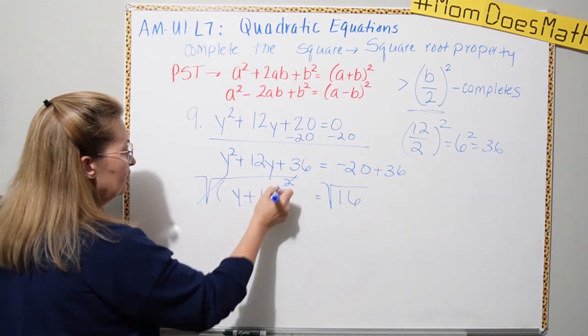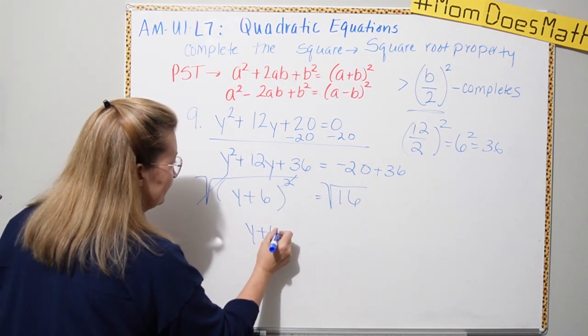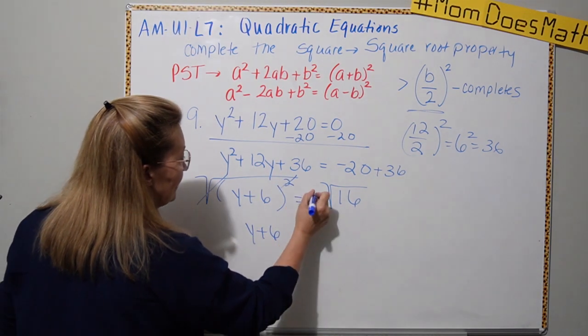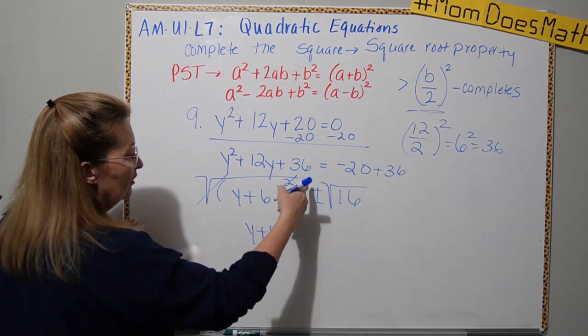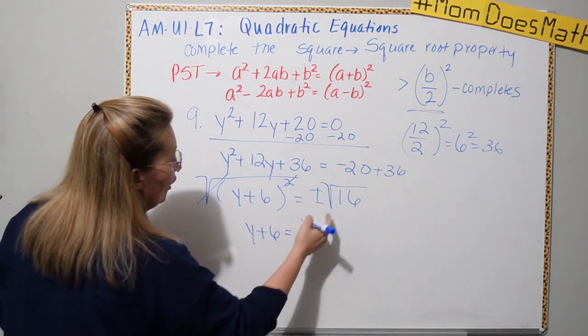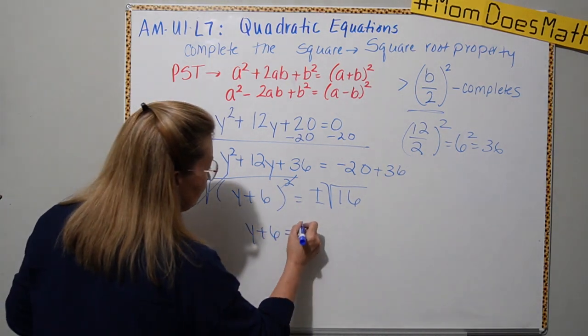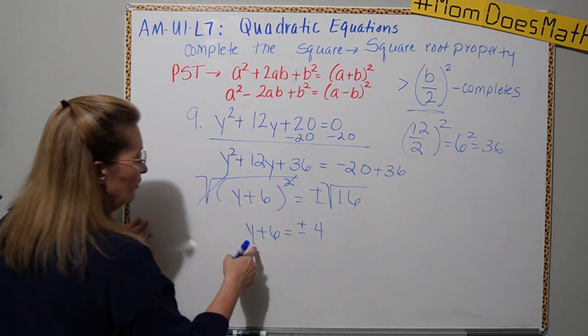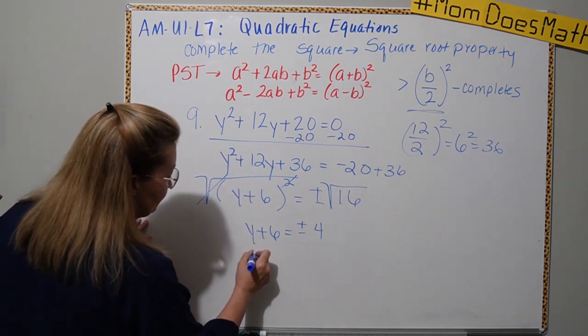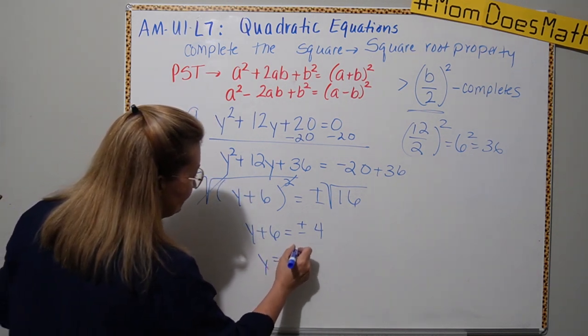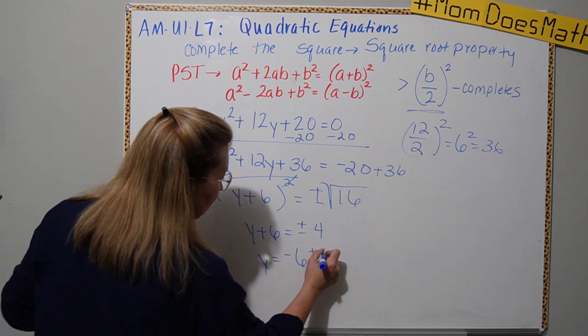So the square root of this is going to be y plus 6. Now remember, since I took the square root, I've got to do the plus or minus sign. All right, what's the square root of 16? 4. So if I do minus 6 from each side, that's going to give me y is equal to negative 6 plus or minus 4.